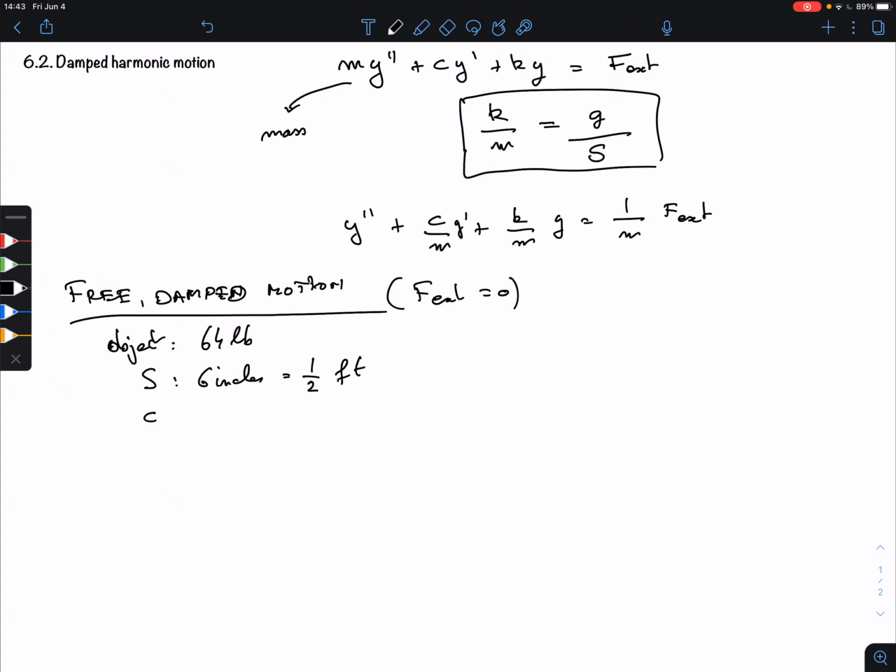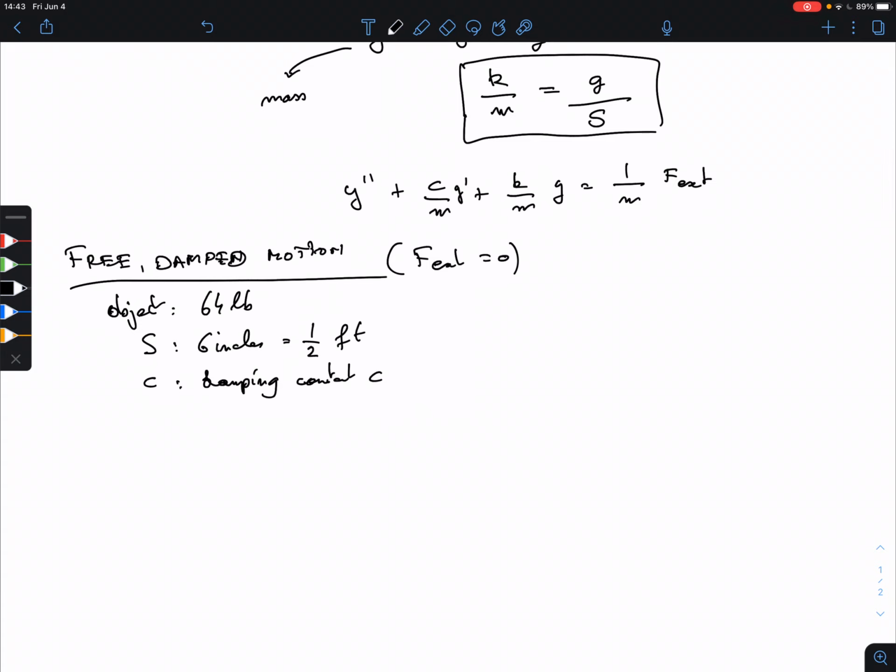So I'm not going to give a value to C yet, for a reason. We will shortly give examples where we take values for C, but let's work it out without this value for C. Okay, so let's write down the equation here. C is the dampening constant, the dampening force C, dampening constant C. Okay, so what's the equation?